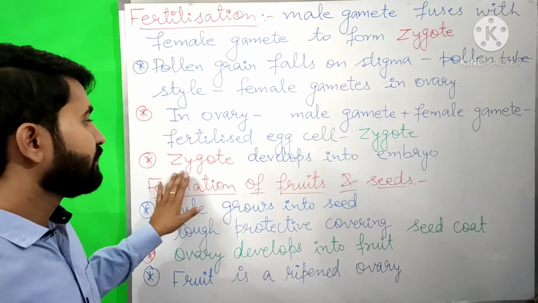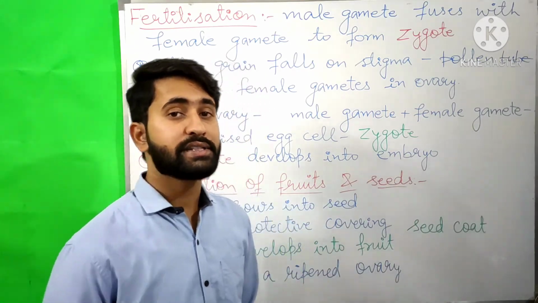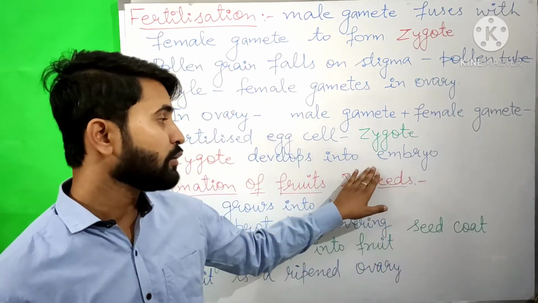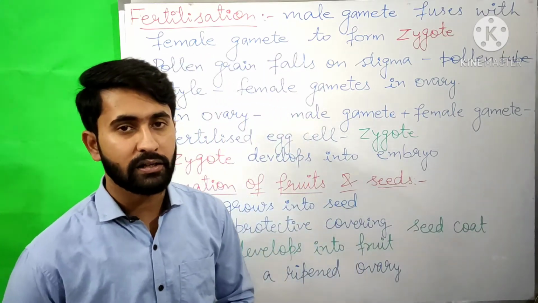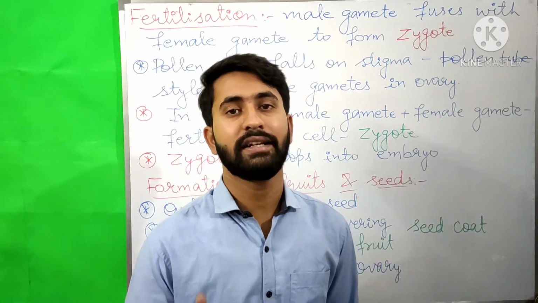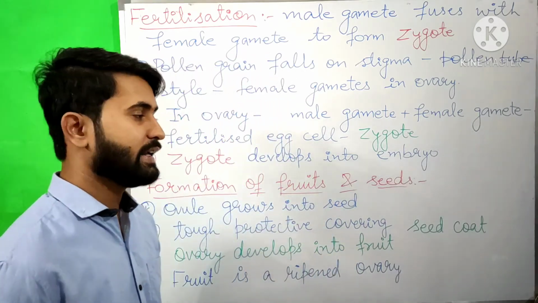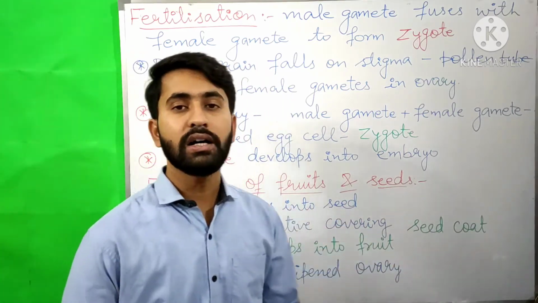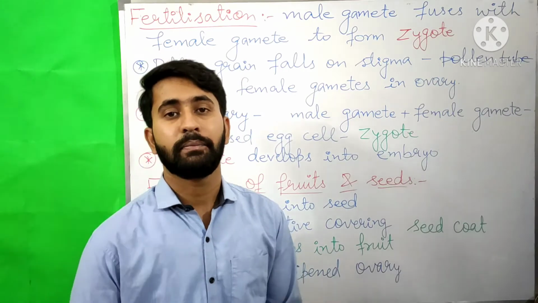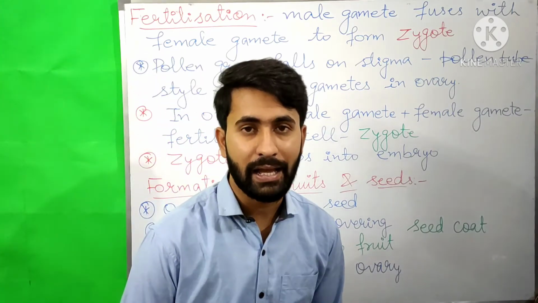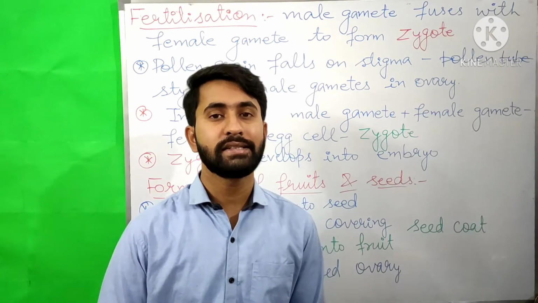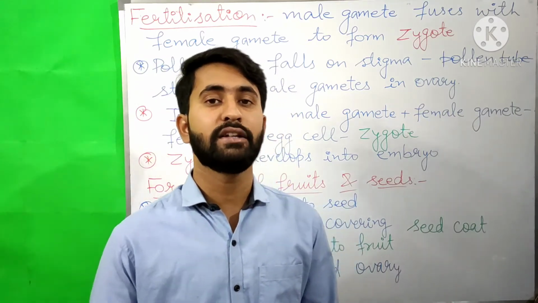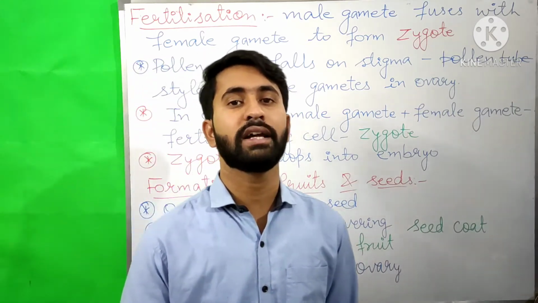Then the zygote develops into an embryo. Embryo is the part of a seed which develops into a new plant. And embryo is a kind of dormant plant, or we can say a plant that is in its inactive state. After fertilization, the ovule that is present in the ovary grows into a seed. The seed contains a baby plant, or we can say it contains embryo and food for growing seed. The seed contains embryo. Embryo means the baby plant, and the seed also contains food for growing a new plant.